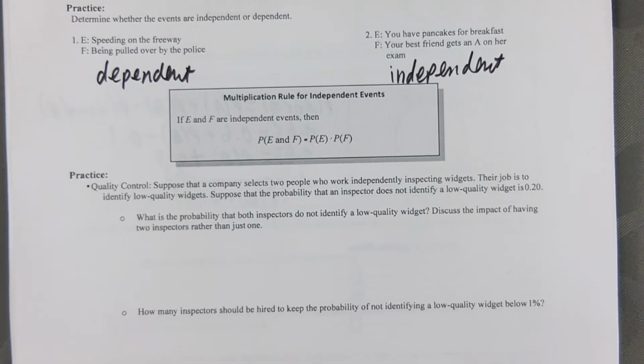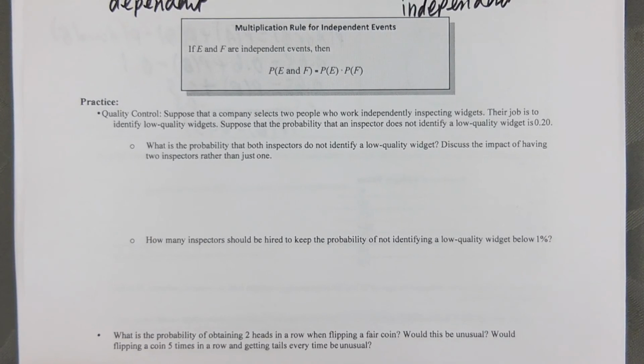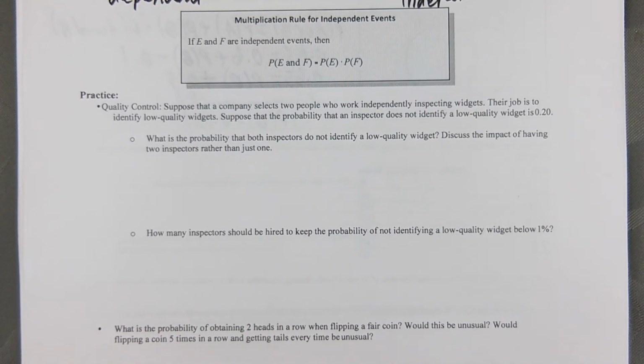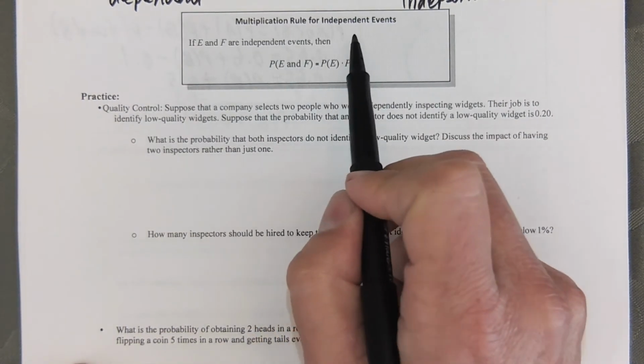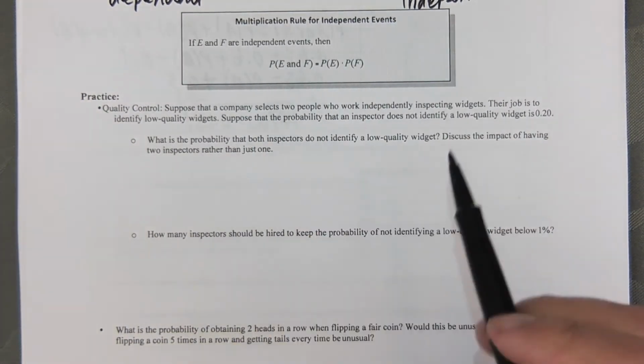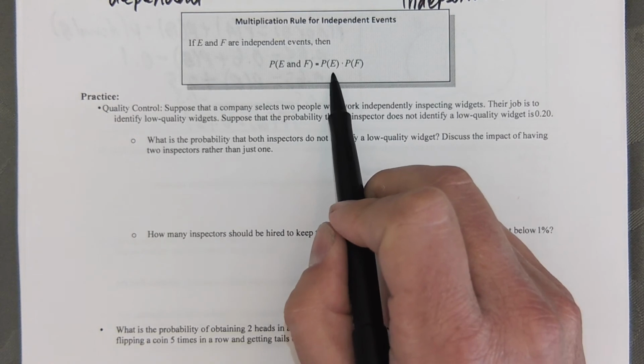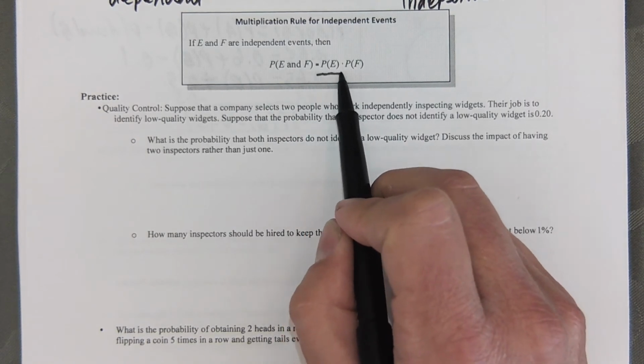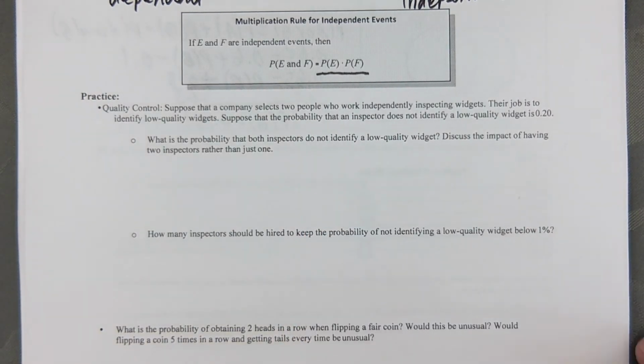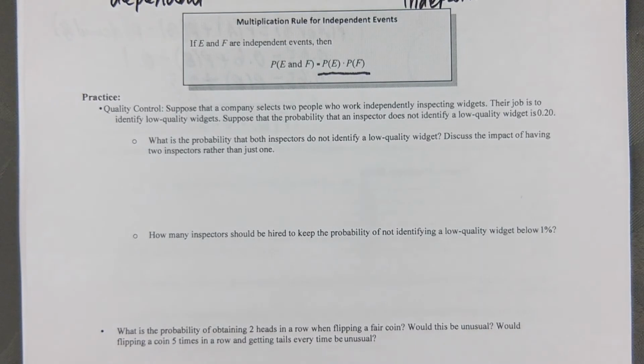So let's move on and talk about the multiplication rule for independent events. So we're going to assume that these events are independent. And that brings us to the multiplication rule for independent events. When events are independent, we basically multiply them together, exactly what the multiplication rule implies. And this has all sorts of real-life applications.